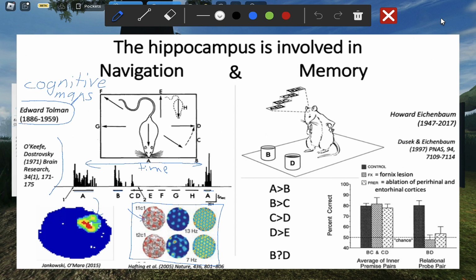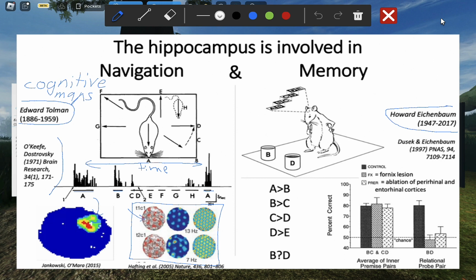And more recently, in the past, say, 50 to 100 years, well, even less than that, people have been thinking about and learning more about the role of the hippocampus in memory as well. One of my favorite researchers on this topic was Howard Eichenbaum. Unfortunately, he passed away a few years ago, but he was famous for doing slightly unconventional experiments, at least according to the status quo of hippocampus experiments.